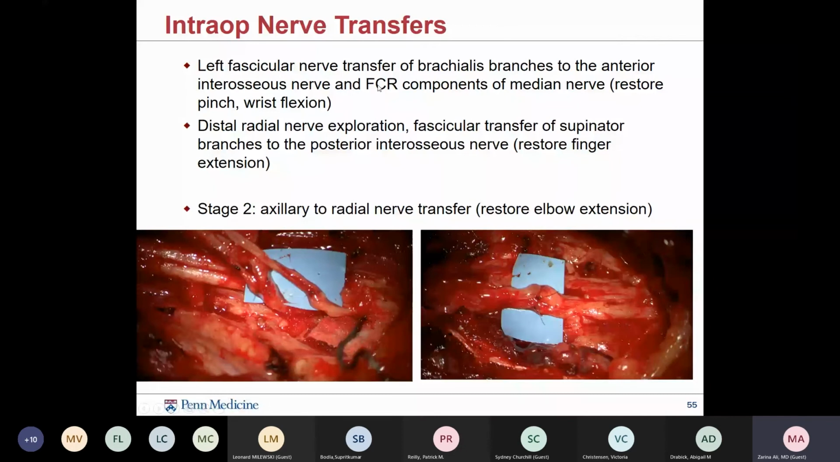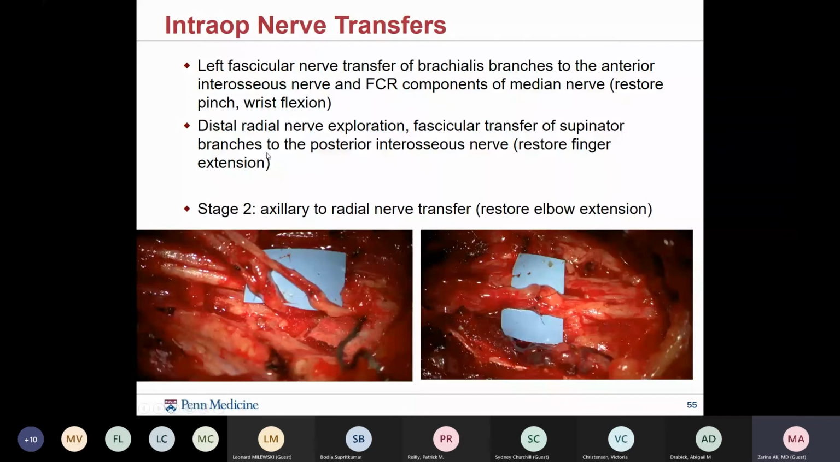And again, the goals here are to restore pinch. And in him, we actually had several segments that you can see of the brachialis branches. And so we were able to coapt that directly to the FCR component of the median nerve as well.